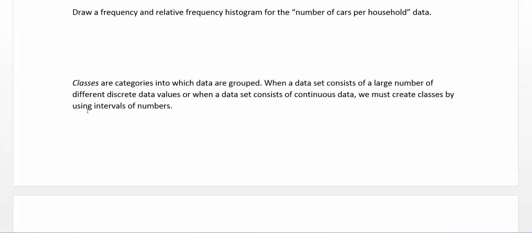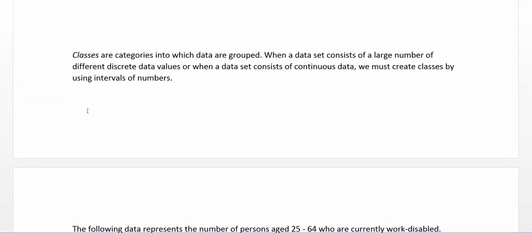Let's see, classes are categories in which data is grouped. We use this when there's large bits of data. Okay.